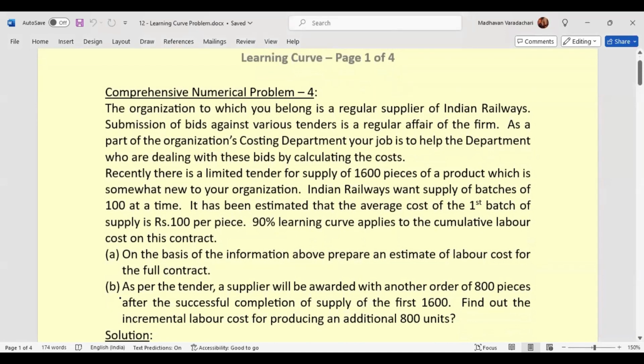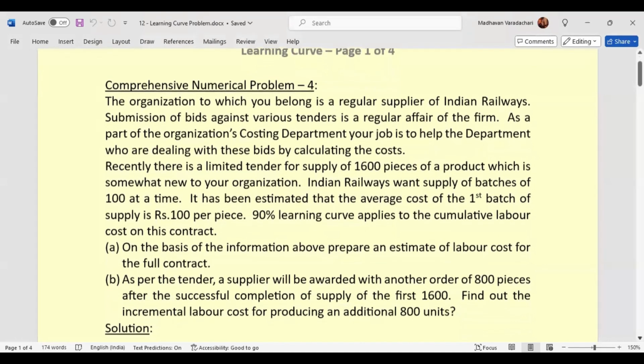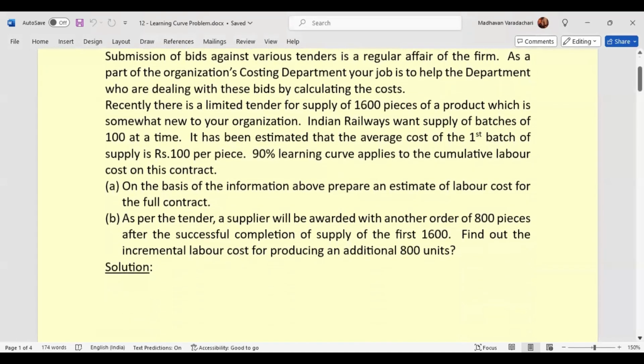Second part, as per the tender, a supplier will be awarded with another order of 800 pieces after the successful completion of supply of the first 1600. Find out the incremental labor cost for producing an additional 800 units. So this is the question.